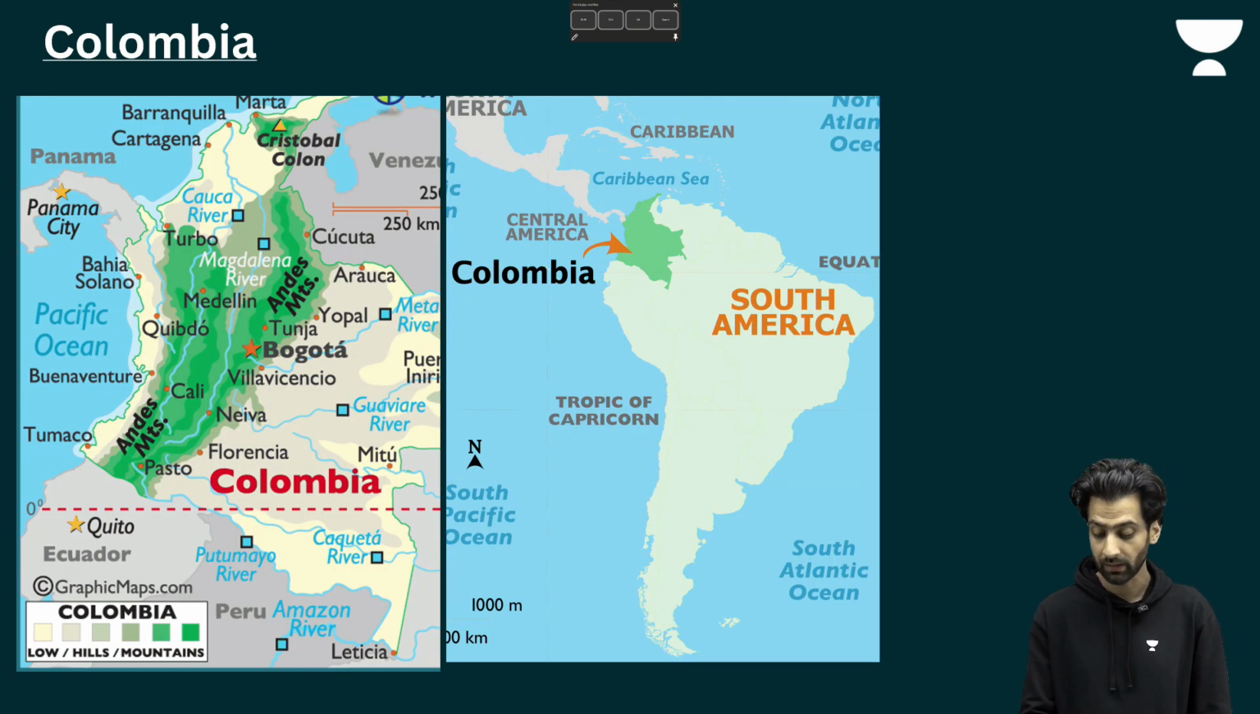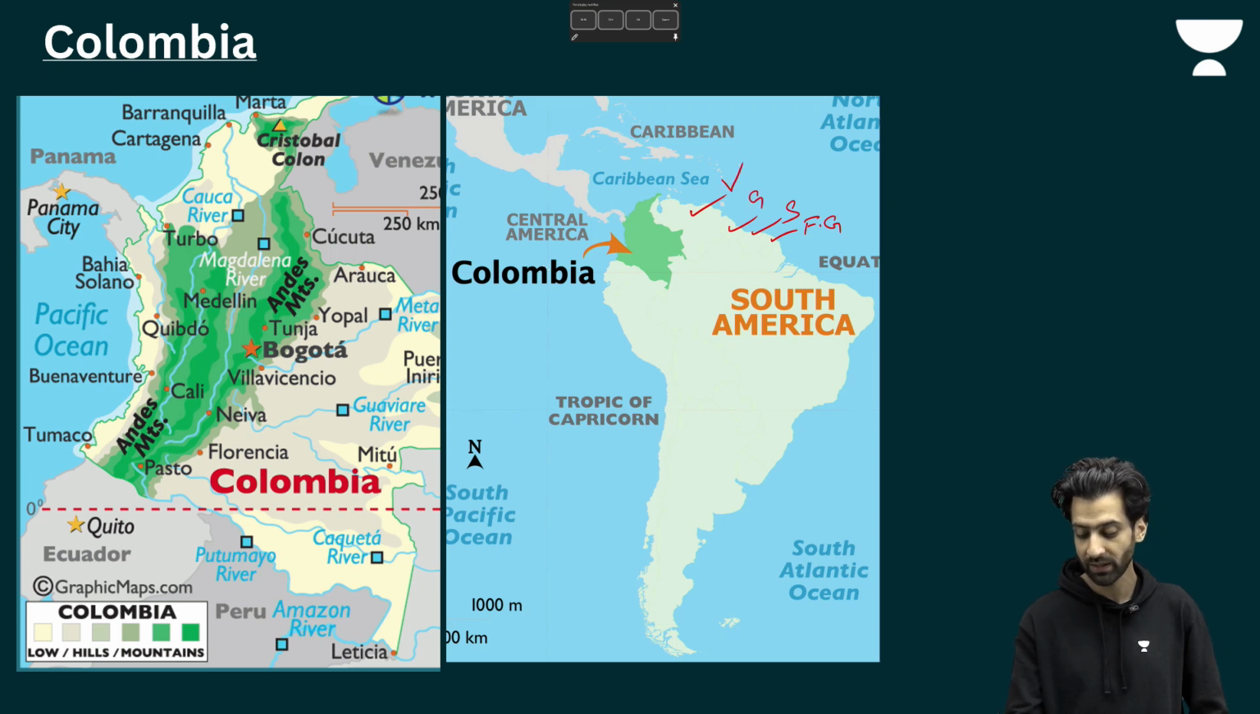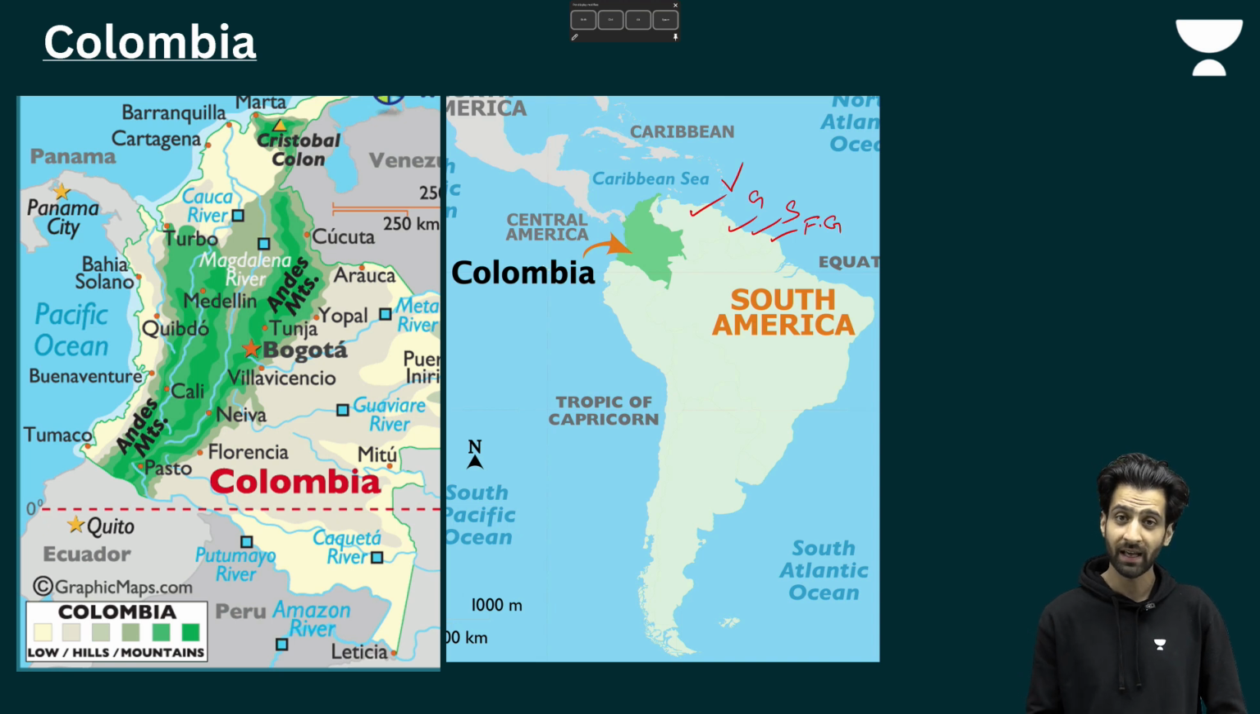It's Colombia, lying on the west of Venezuela. We are done with this, this, and this. You can name them quickly. This is French Guinea, this is Suriname, this is Guyana, and this is Venezuela. You should know, as well as their capitals and the points that I have mentioned. Now, let us go to Colombia.